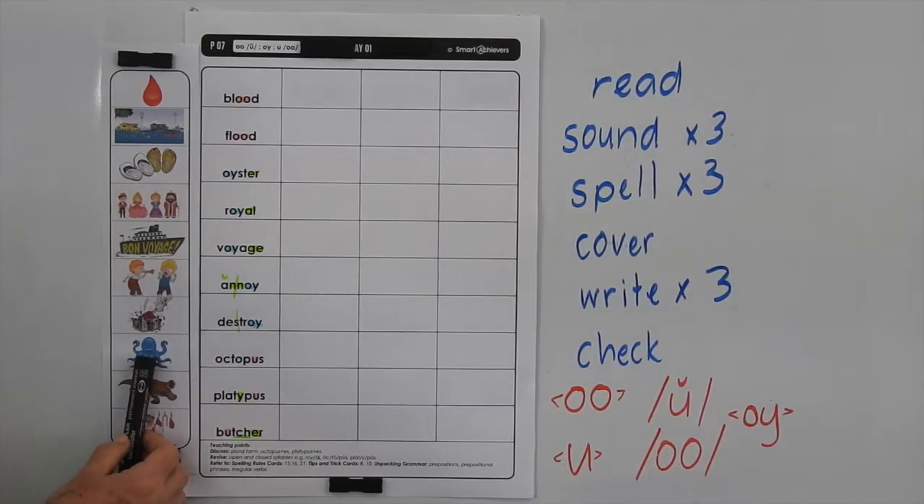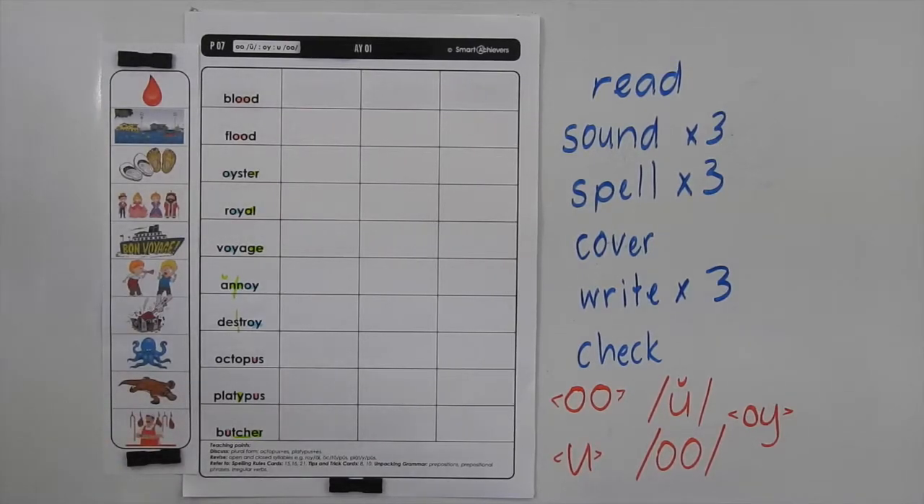An octopus, octo means 8, so this animal has 8 arms, you can see that. It's a sea creature. A platypus is an egg-laying Australian mammal, very unusual for a mammal to lay eggs, so it's quite unique. A butcher is someone who sells meat.